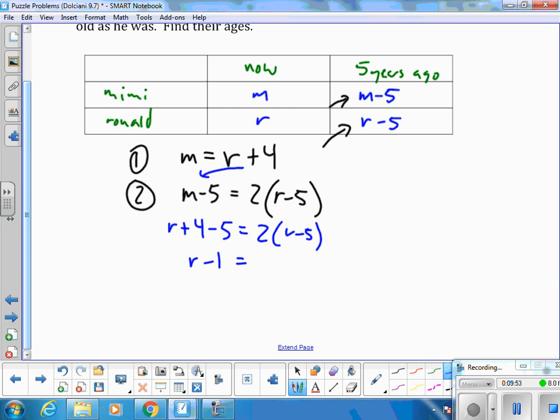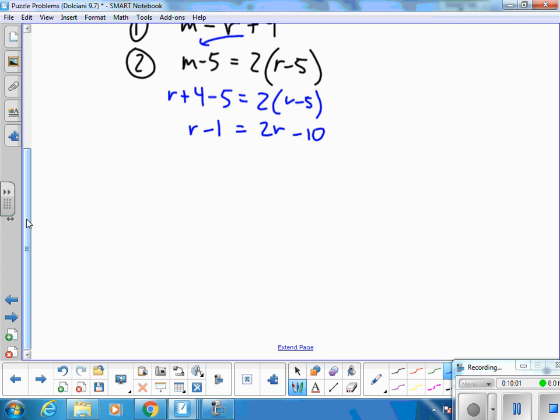R minus 1 equals, let's distribute this out. Minus 10. Let's do some combining terms. I'm going to go ahead and subtract my r's, get those over in the right spots. I have negative 1 equals r minus 10. I'm going to add 10 to both sides, so then I can see that r equals 9.